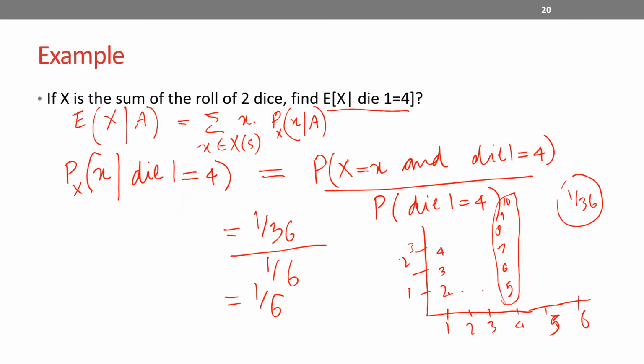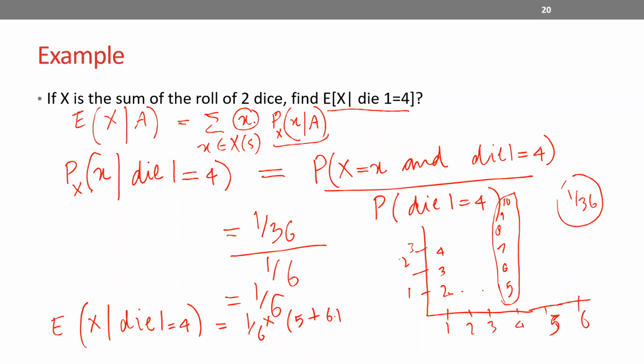Okay, so here I have one of the terms from my expectation equation. I also have these values, right? All these values 5, 6, 7, 8, 9, 10 is what I need. So the expected value for X given die 1 is 4 is actually 1 over 6, which is my probability, times each of these x's, right? So 5 plus 6 plus 7 plus 8 plus 9 plus 10, right? Which comes out to be 7.5 most likely.